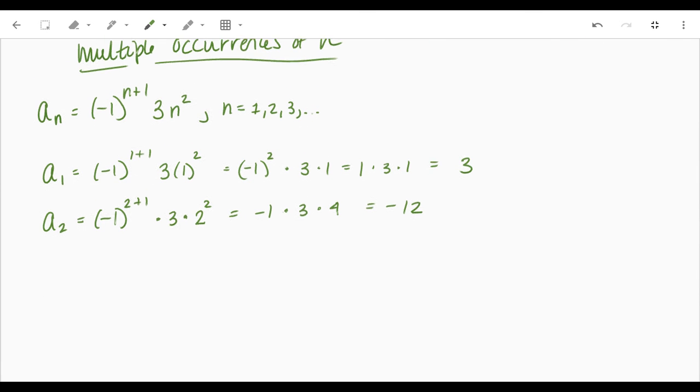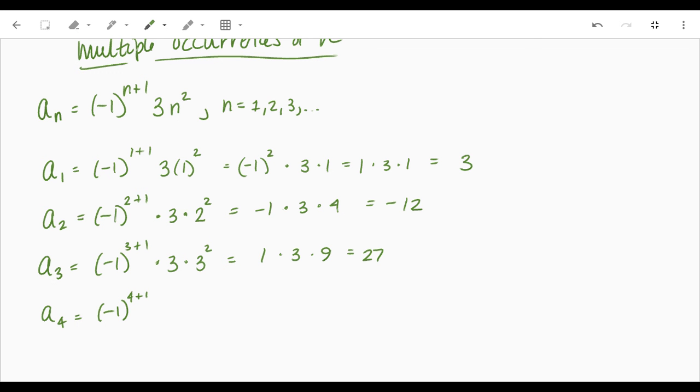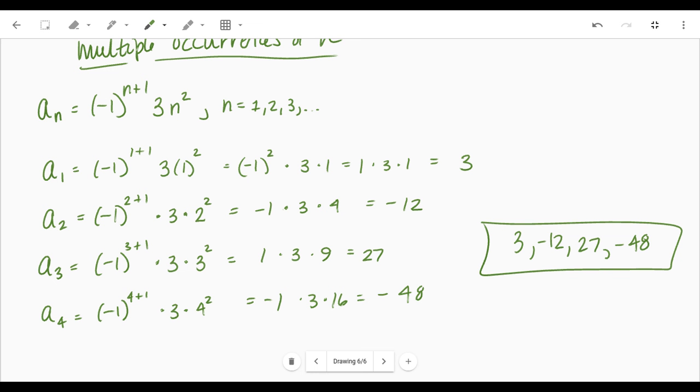Unlike the other two, there's no easy pattern to pick up on these. We just have to find them all. So our next one, we'll have negative 1 to the 3 plus 1 times 3 times 3 squared. So we will have positive 1 times 3 times 9, which is 27. And then finally, your fourth term, negative 1 to the 4 plus 1, which gives us a negative 1 times 3 times 4 squared. So times 3 times 16, we have negative 48. So our first four terms: 3, negative 12, 27, negative 48. There we go.